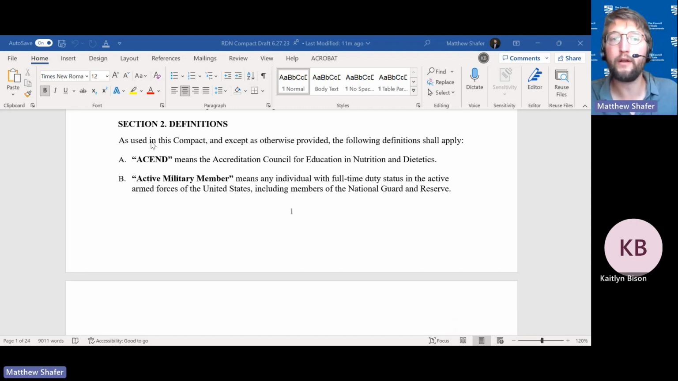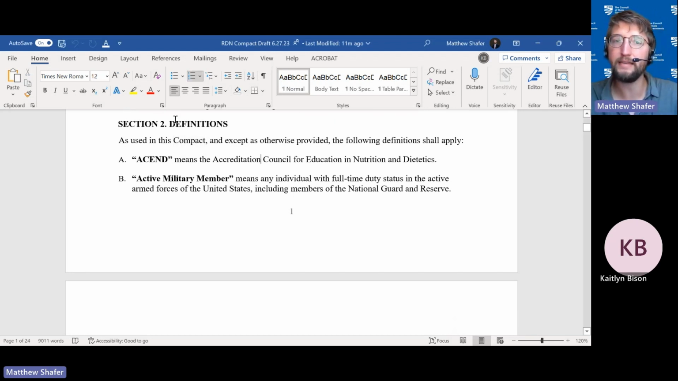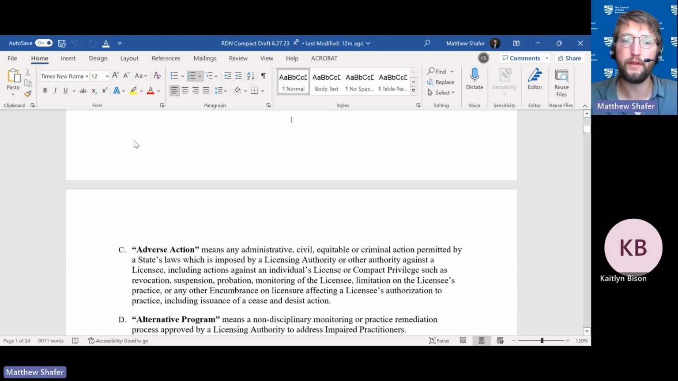I'll also point out right here, anywhere you see a word that is capitalized, that is indicating that this is a defined term. So you can see here the word compact is capitalized. That means that compact is indeed a defined term here in section 2. So that can give you a note. If you see capitalized words throughout the model legislation, there's a definition associated with that term. There's a lot of terms here. I'm just going to talk about a few of them.